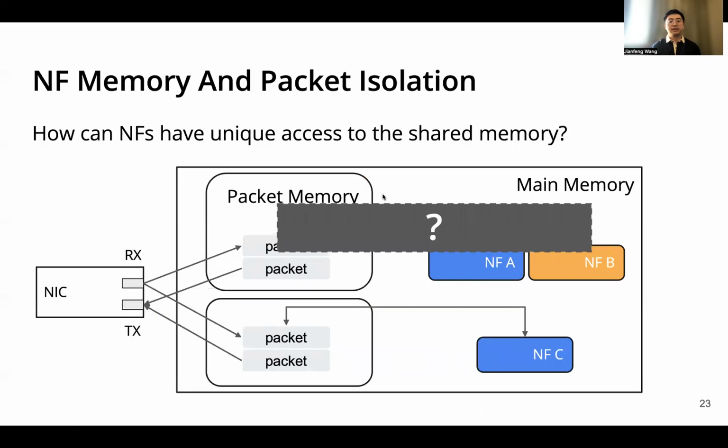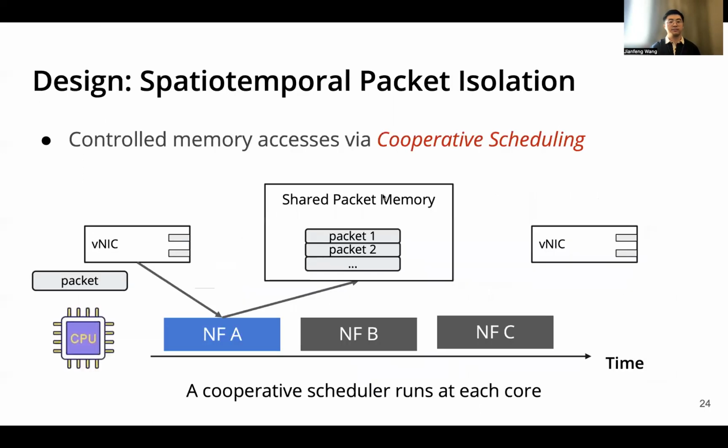Now, packets have arrived at the shared packet memory region. How can we make sure that all network functions have unique access to the shared memory? We solve this problem by isolating network functions temporally by using the cooperative scheduler. The key of providing memory isolation on top of shared memory is to grant exclusive access to the shared memory among network functions in the same chain.